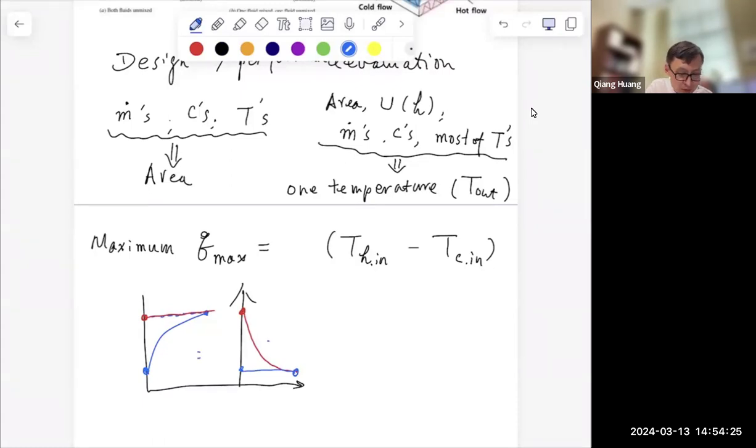But between the two, which one is smaller? The smaller one between these two will be the true maximum of that heat exchange, or the true maximum of that operation. So then the amount of heat will be m_c C_c delta T_c, which is basically the maximum delta T.